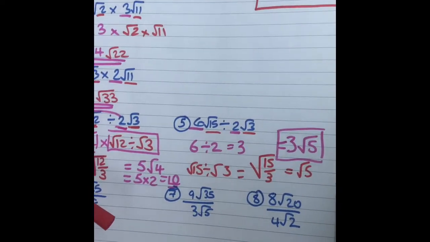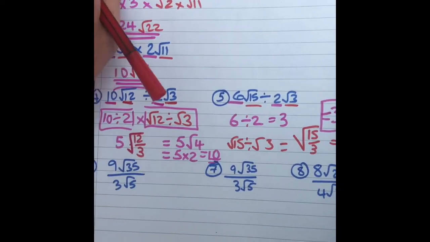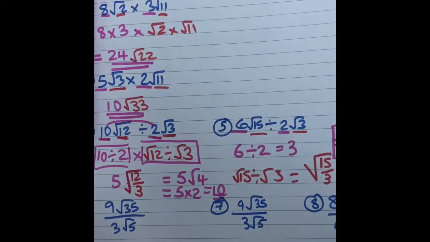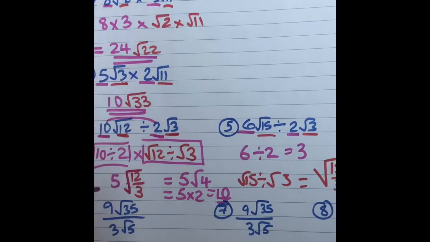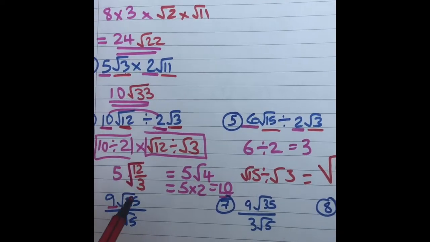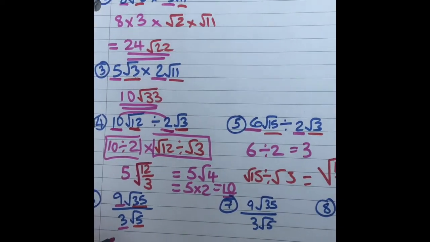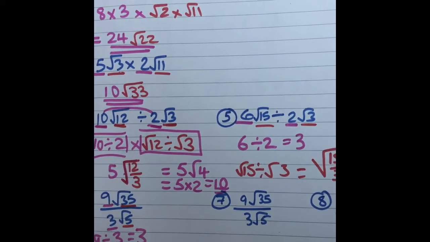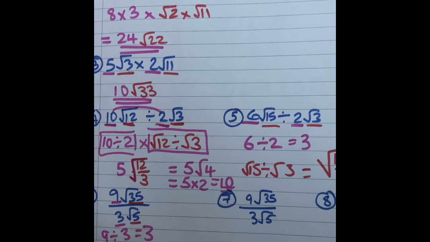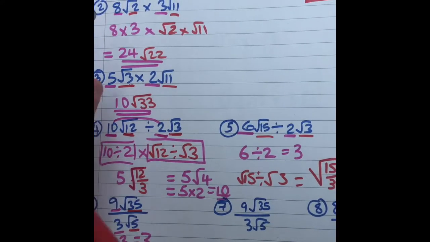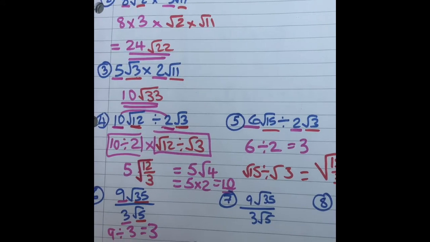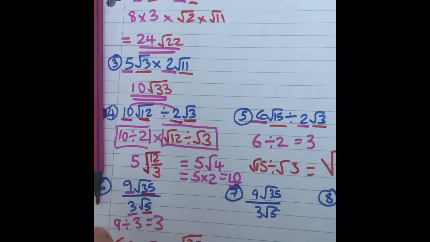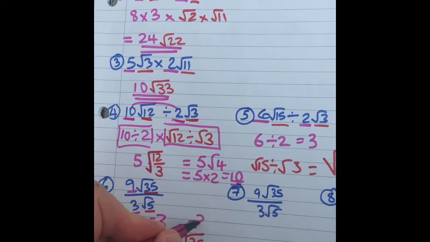Okay, and the last 3. So the first one, 9 root 35 over 3 root 5. So this time we've got that one and that one, and that one and that one. So 9 divided by 3, which is 3, and then root 35 divided by root 5. Well, that's the same as, using the rules, square root of 35 divided by 5. And we know that is root 7. So put the two together and the answer is 3 root 7.